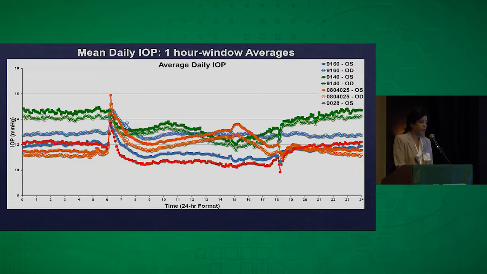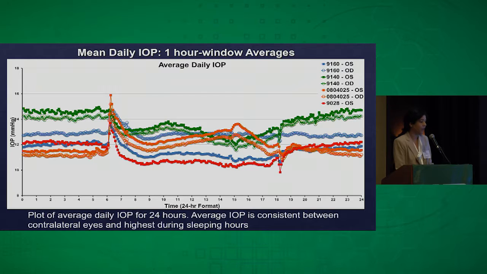This is a picture of the 1 hour window averages for intraocular pressure. We can see that all the animals are essentially, the fellow eyes are similar. The intraocular pressure is higher during nighttime. There's a peak in the morning, and the different animals are different, but the IOP is consistent between the fellow eyes.